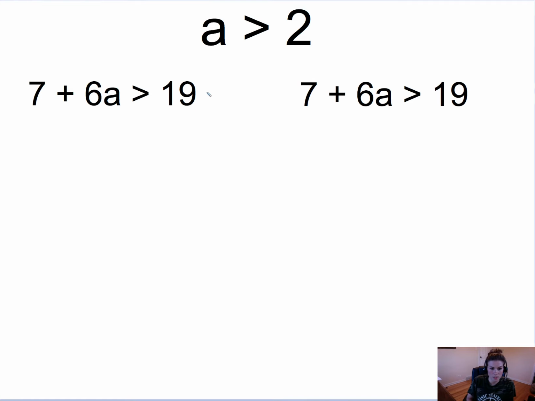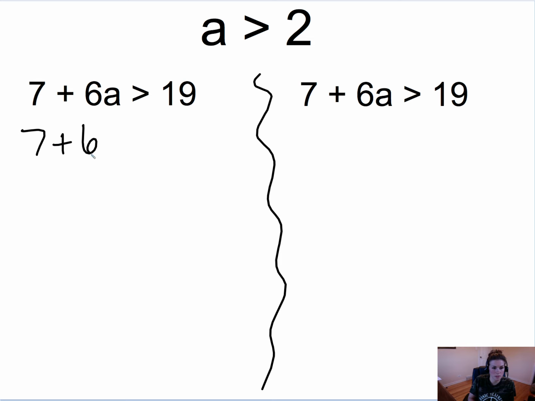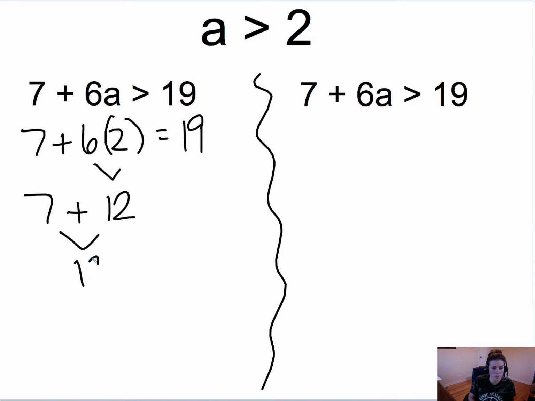And first on the left-hand side, we're just going to check the answer. So 7 plus 6 times 2, I want to see if that equals 19. So over here we would do multiplication first. So 7 plus 12, that's 19. Over here we have 19, so that's a true statement.